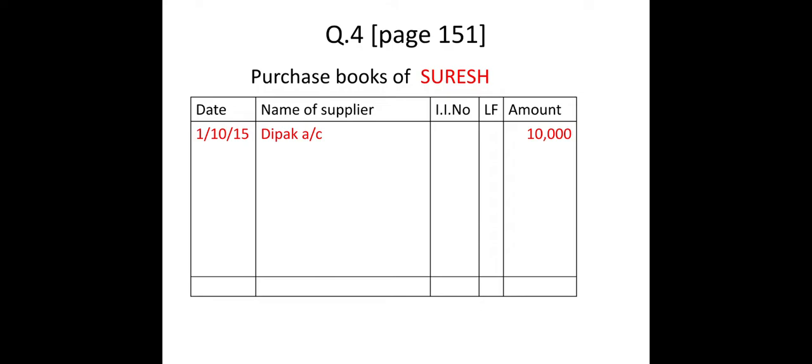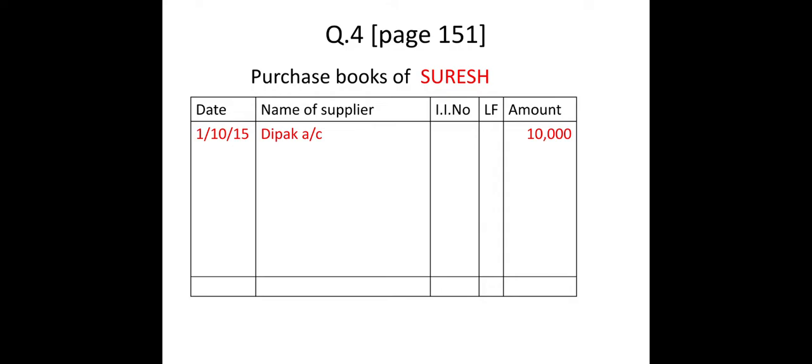So the first transaction is over, students. No narration is required. No journal entry is required. There is no debit, credit, nothing. Only this much, students. It is very simple. Now the next transaction is October 3.